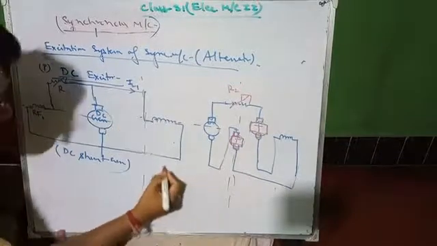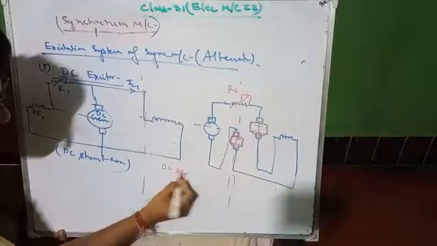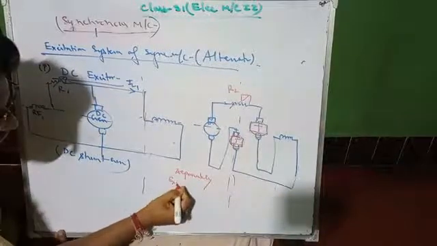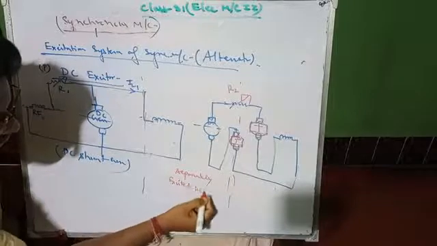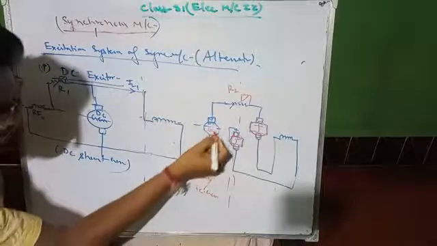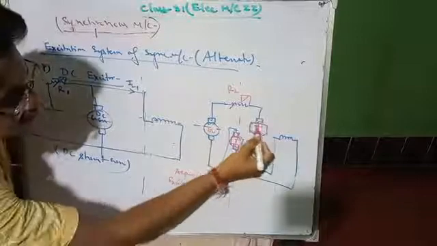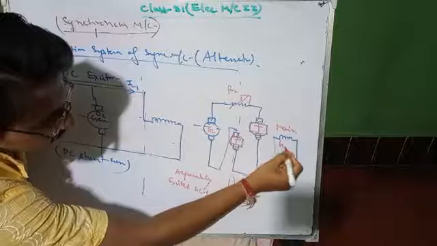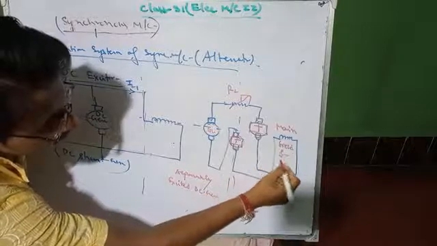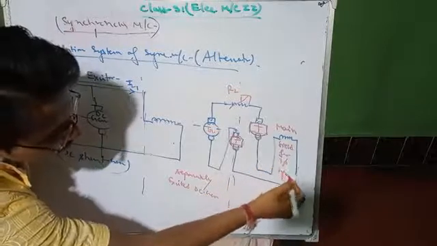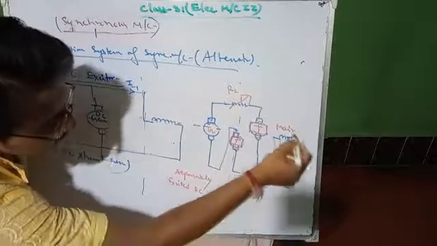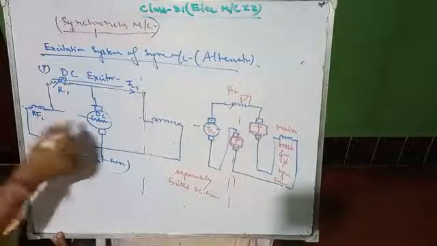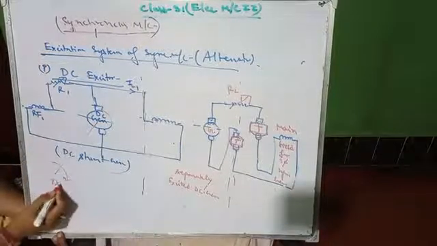So this is your separately excited DC generator, and this is two slip rings, positive and negative. This one is the main field for the 3-phase synchronous generator, and this is the field system. So the DC generator will provide some mechanical energy, T into omega.